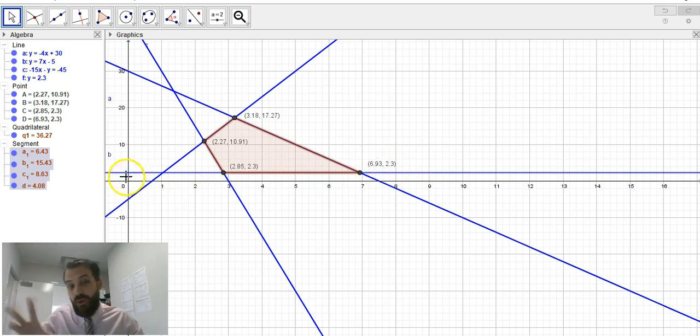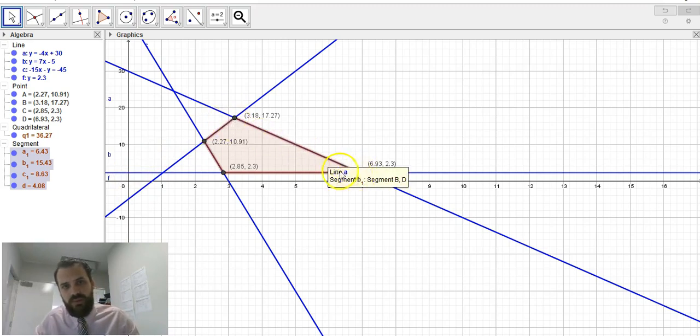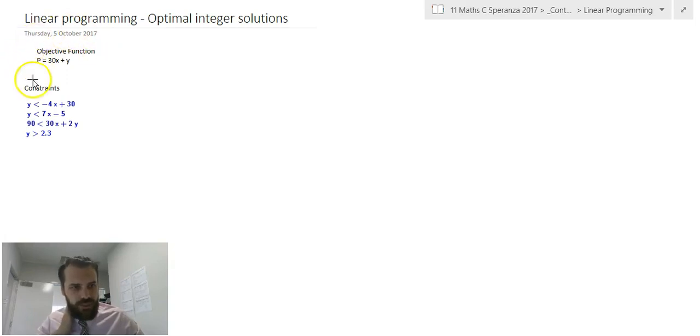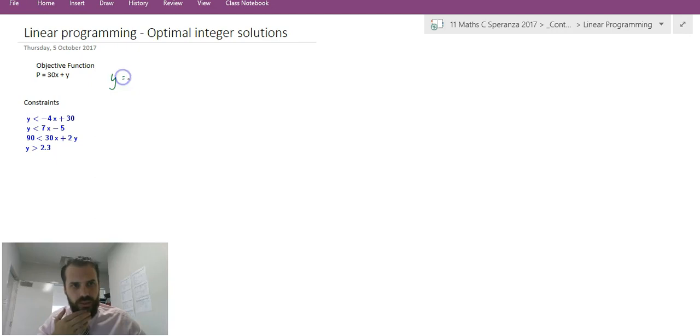Now, when we find our optimal solution, either maximum or minimum, we know that it's going to end up being one of these points, and that point is going to be decimal. So let's create an objective function now and see what happens next. My objective function is going to be p equals 30x plus y, and I can use the geometric approach, the parallel line test, to see where my maximums and minimums are going to be. If I rearrange this objective function, I'll end up with y equals p minus 30x.